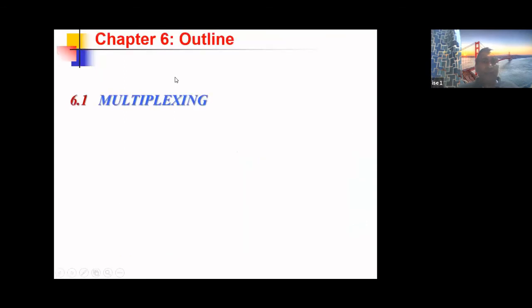Now we'll be going for the other part, which is multiplexing and spread spectrum, right? So today we'll be completing the multiplexing part. You got the idea? Multiplexing part we will be completing.